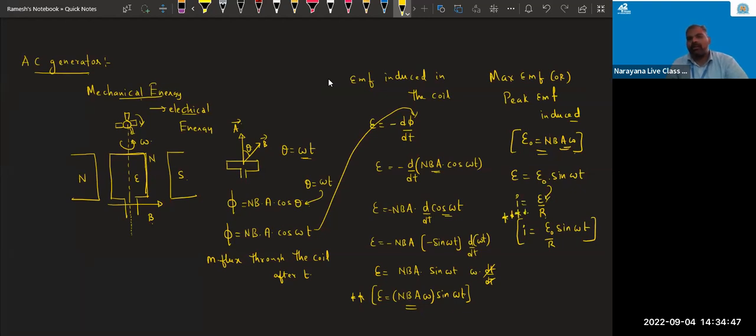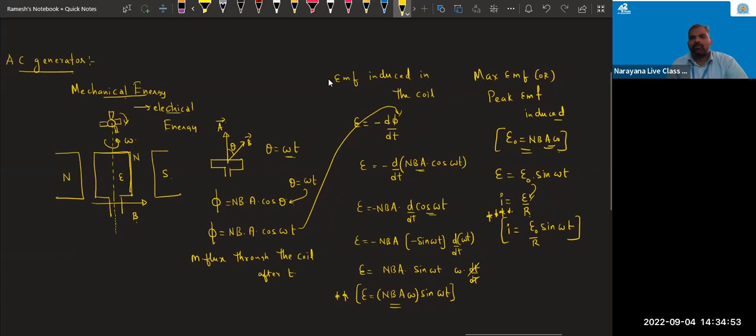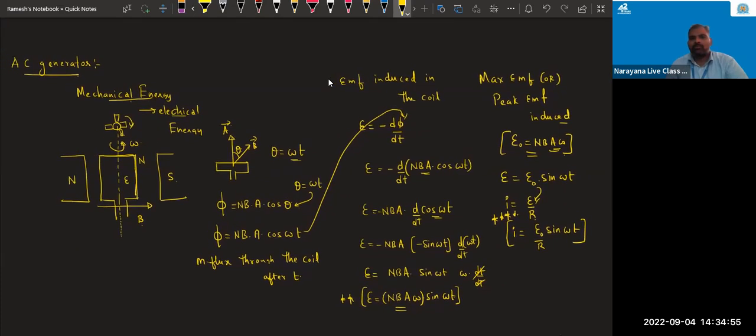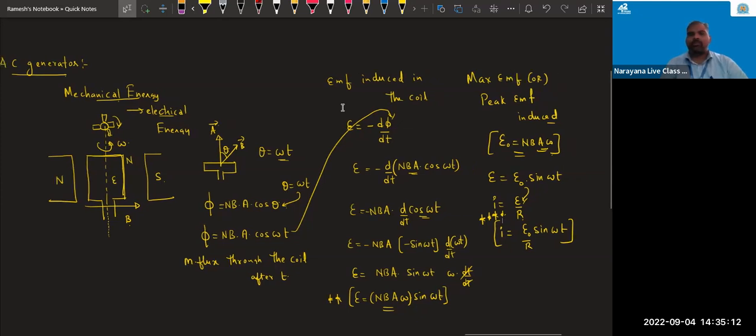So E naught by R, that is the current induced in the AC generator. I think chapter over. Right? Now you asked yesterday topics. Chapter over. For him once I will revise yesterday topics.